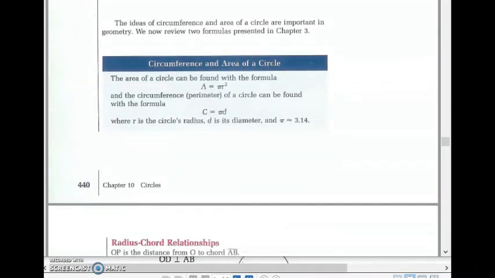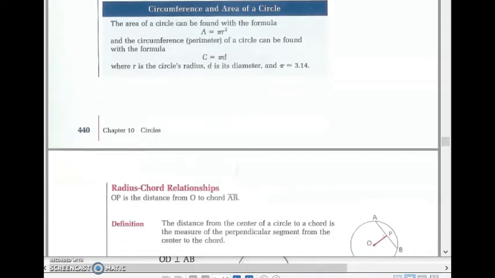These are formulas that we've seen already, and we need to remember them, so they're being refreshed here. The area is pi times the radius squared. Remember, area measures 2 dimensions, so it's squared. Circumference is like the perimeter. It's just a length, so it's 1 dimension, so the exponent is 1. Circumference equals pi times the diameter.